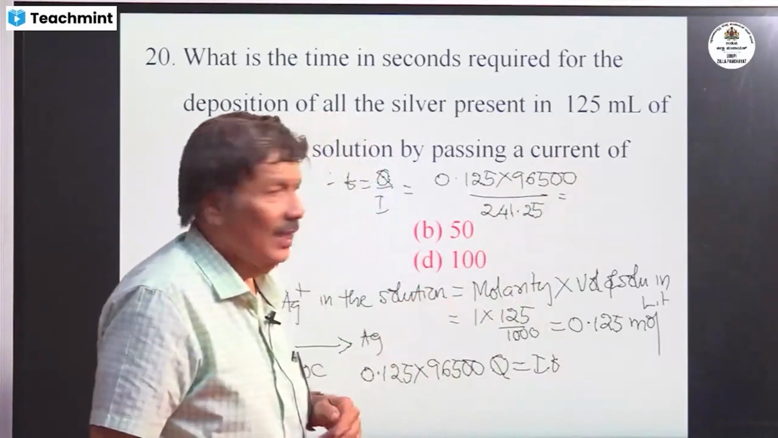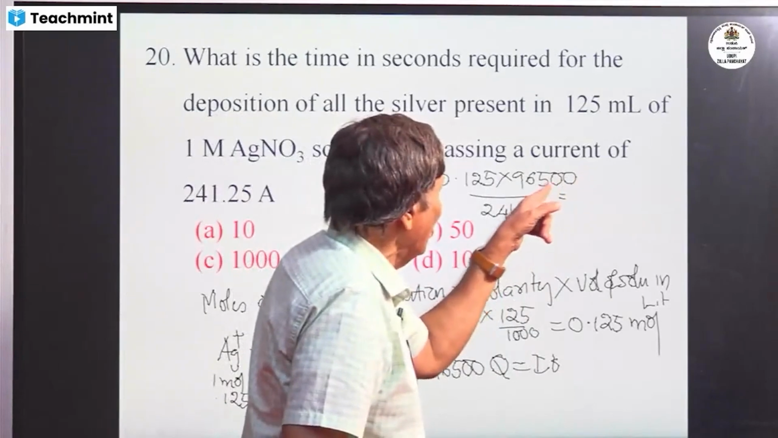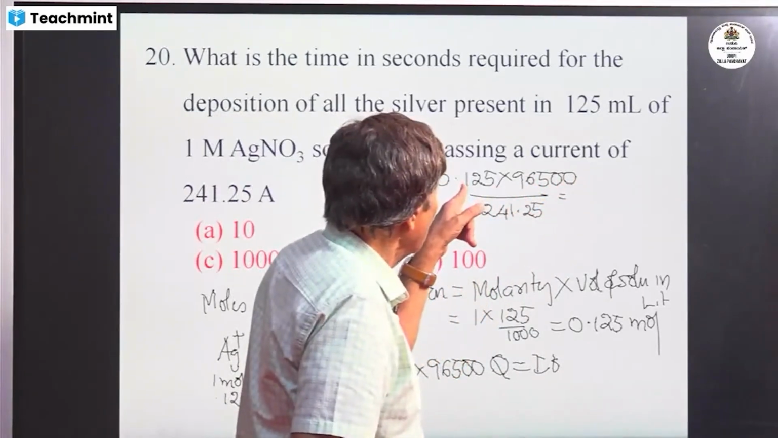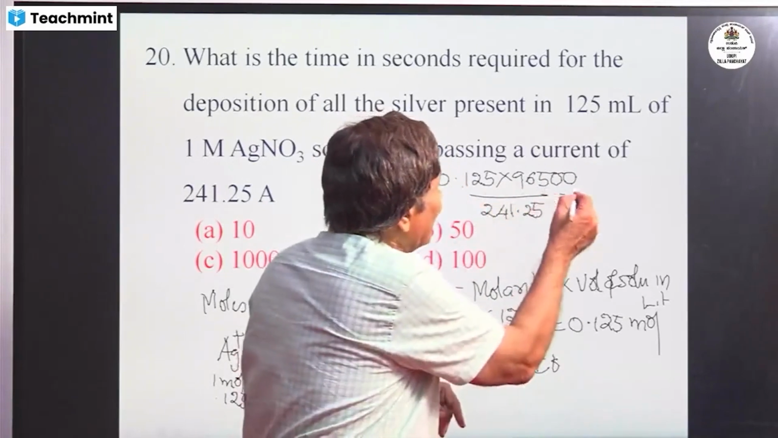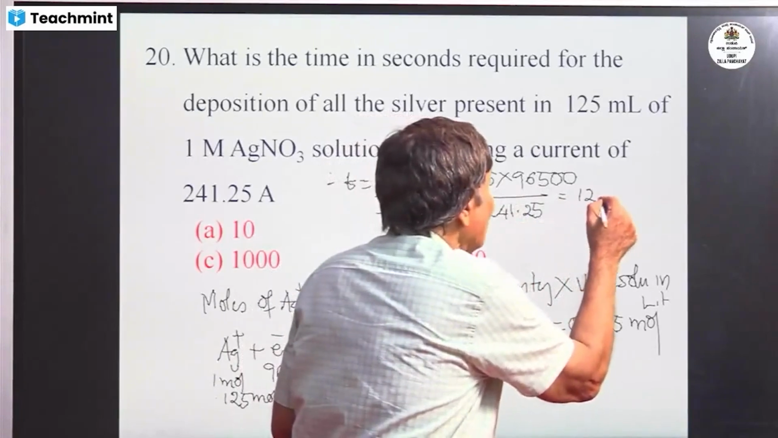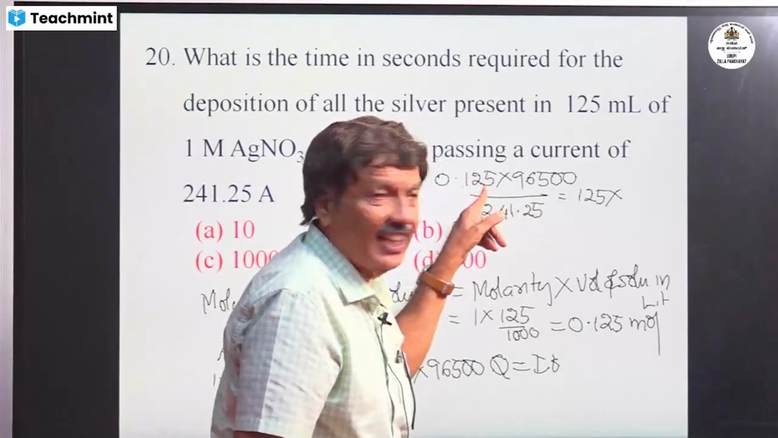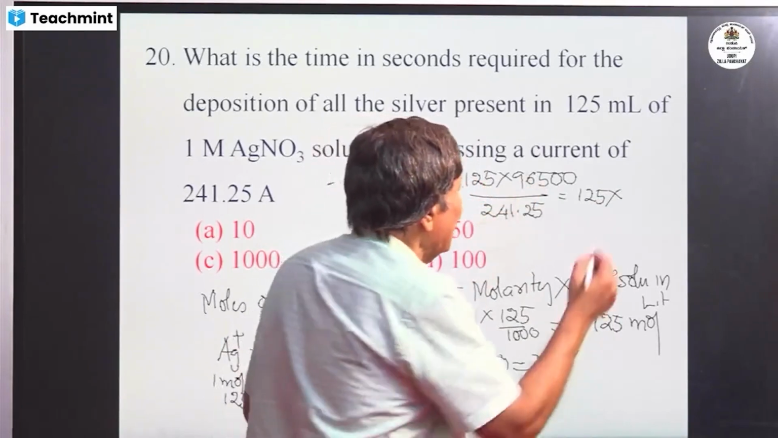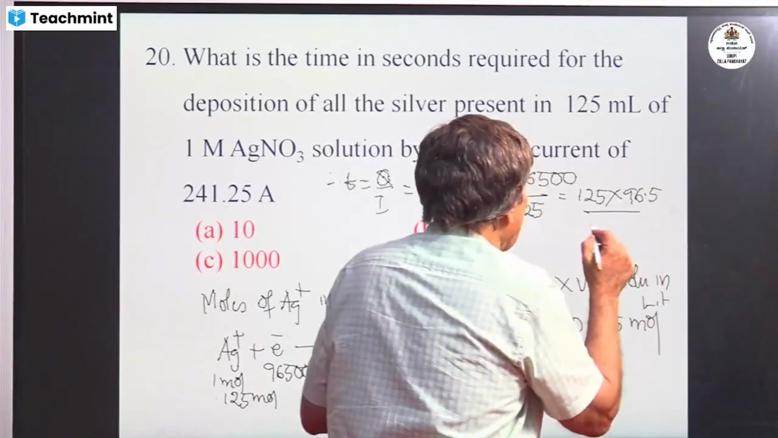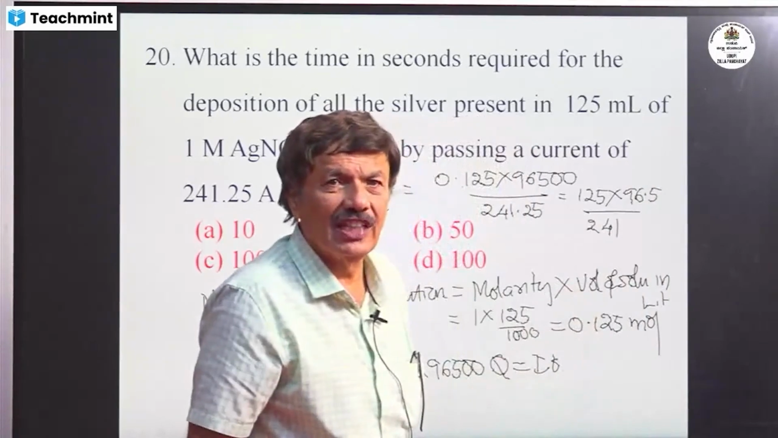Now we will do it in this way. This you divide by 1000, this you multiply by 1000. If you multiply by 1000, 125. If you divide by 1000, 96.5. Then this you keep as it is, 241. Approximation is very important.